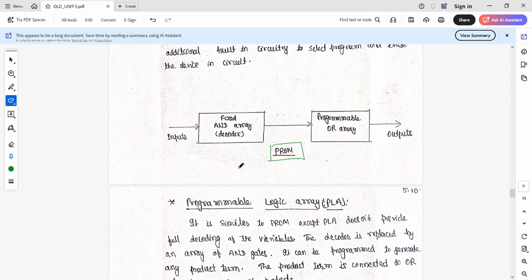To design the PROM, we have a first stage, that is the fixed AND array, or we can use a decoder, and the second stage is the programmable OR array. We have much more discussion about this in another video also.